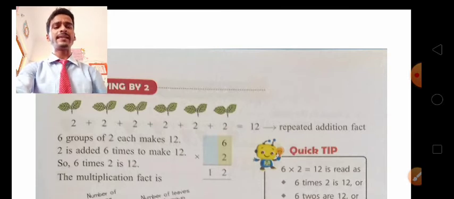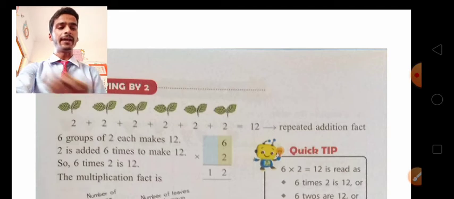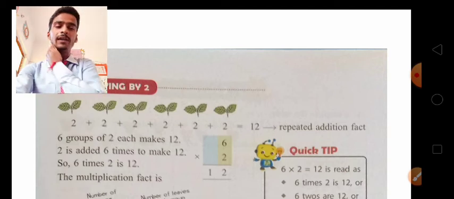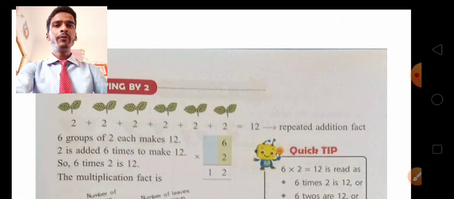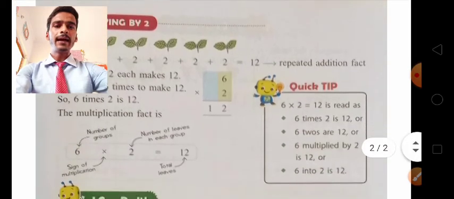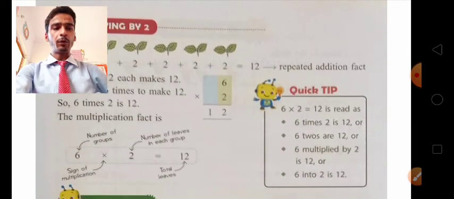2 is added 6 times to make 12. Okay, so 6 times 2 is 12. So we can say that 6 times 2 is 12, and the multiplication fact is 6 multiply 2 equal 12. We can write 6 multiply 2 equal 12 horizontally and in column.